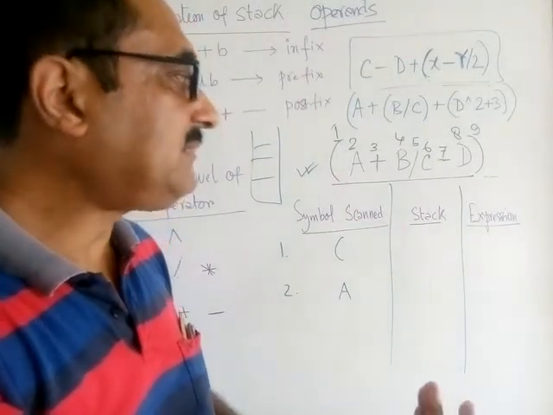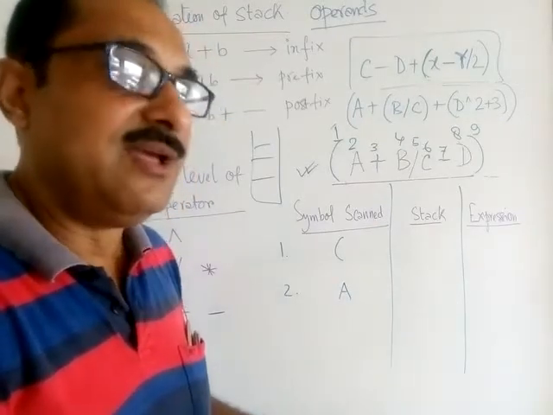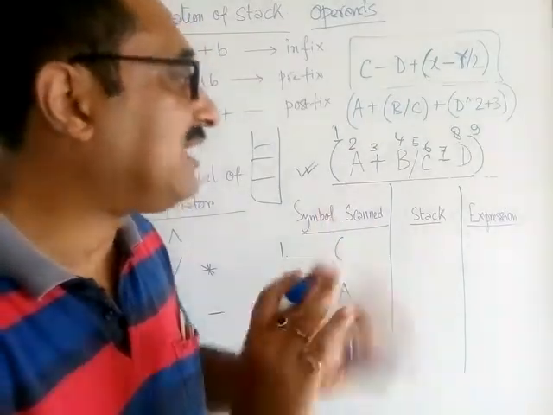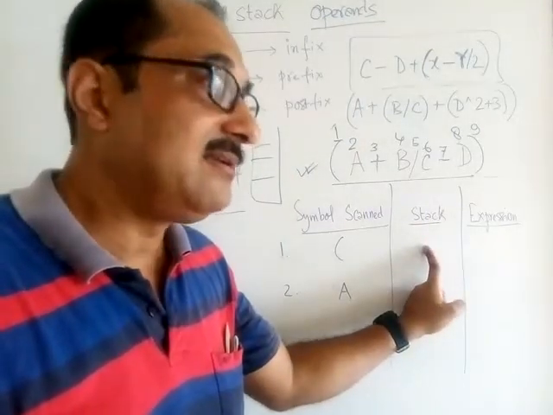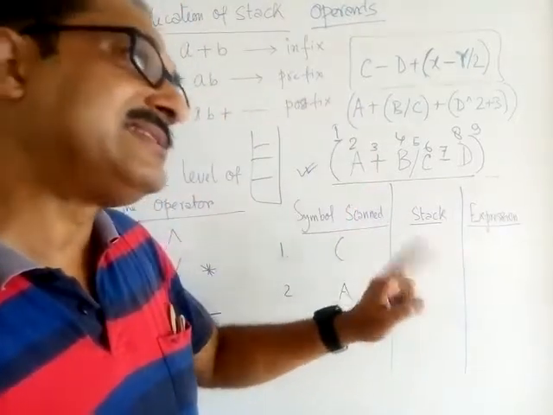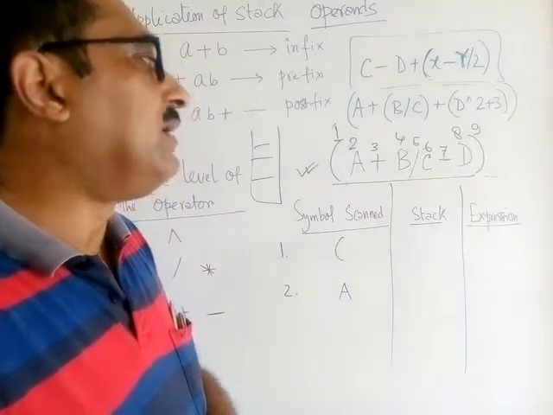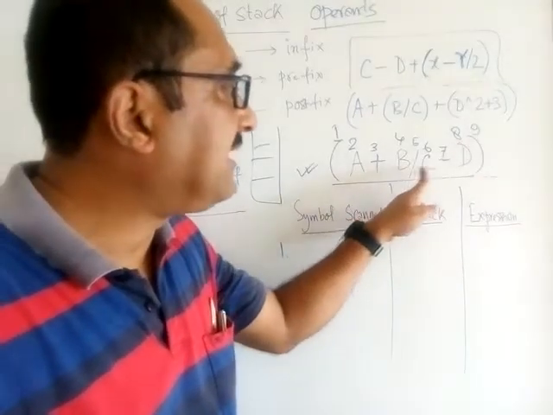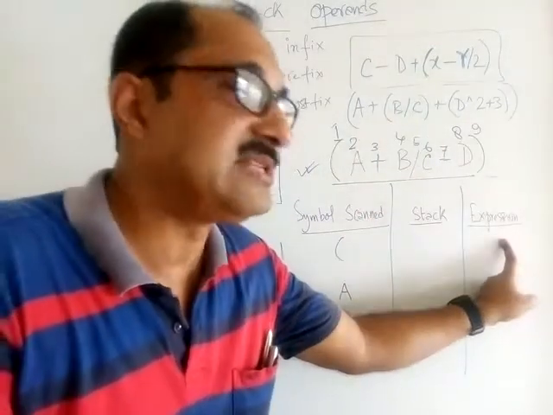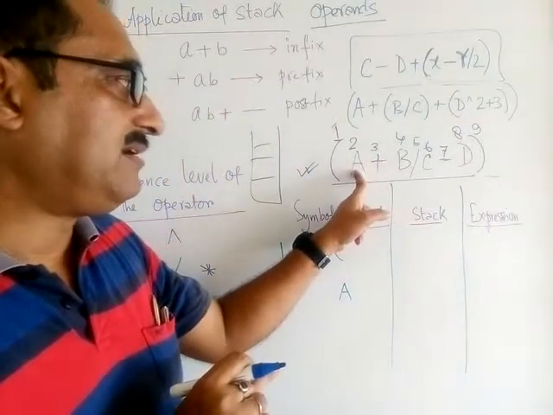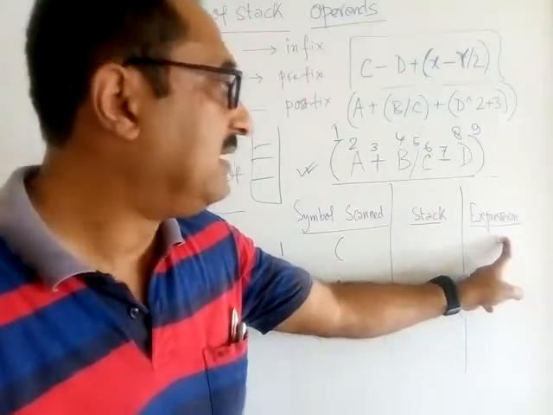I will come to these steps, because if I tell you so many things verbally, you will not be able to follow. Just see what I am doing. So remember, an opening bracket will always go to the stack and a closing bracket cancels one opening bracket. Remember only this much for the time being. Now what will happen to the operands like A, B, C, D? If it is an operand, it will always go straight to the expression.